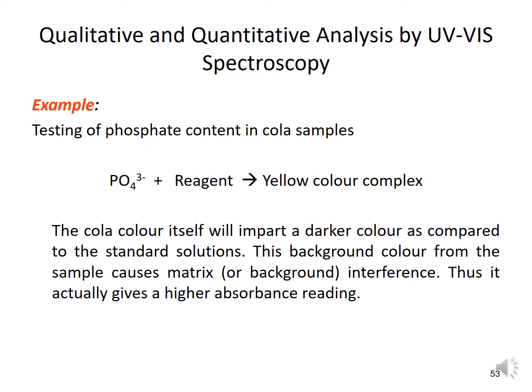So here is the testing of phosphate content in a cola sample. You can see that this is phosphate ion plus a certain reagent, and then it will produce a yellow color complex. So the cola color itself will impart a darker color as compared to the standard solution. This background color from the sample causes matrix or background interference. Okay, so there will be a matrix interference here. Thus it actually gives a higher absorbance reading.